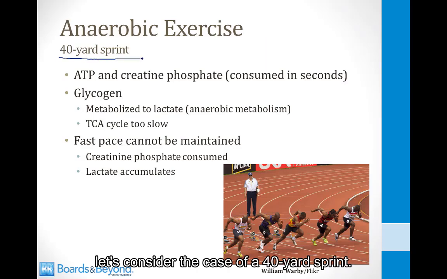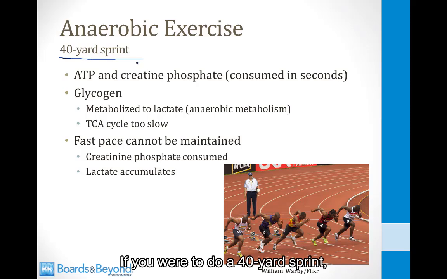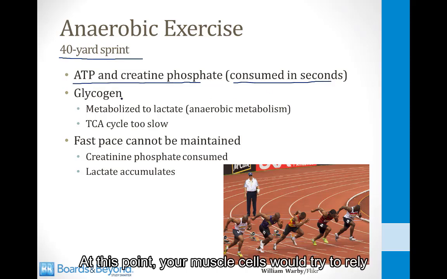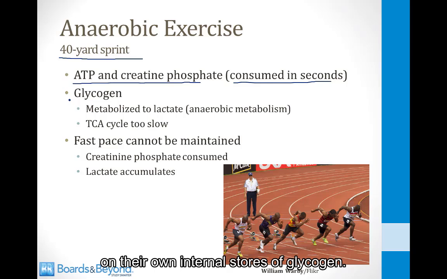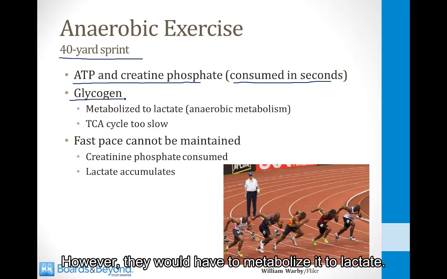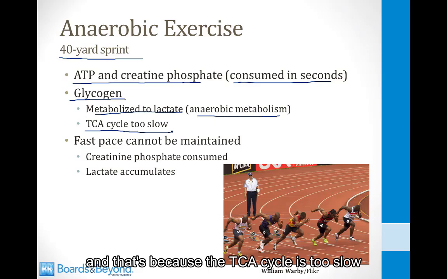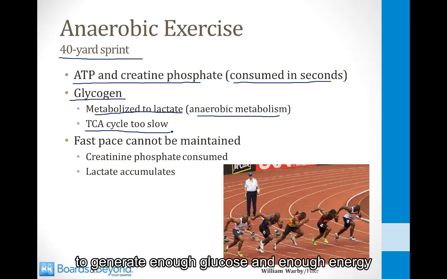of a 40-yard sprint. If you were to do a 40-yard sprint, the ATP and creatine phosphate in your muscles would be consumed in the first few seconds. At this point, your muscle cells would try to rely on their own internal stores of glycogen. However, they would have to metabolize it to lactate. That's called anaerobic metabolism. And that's because the TCA cycle is too slow to generate enough glucose and enough energy for the muscle cells to use.